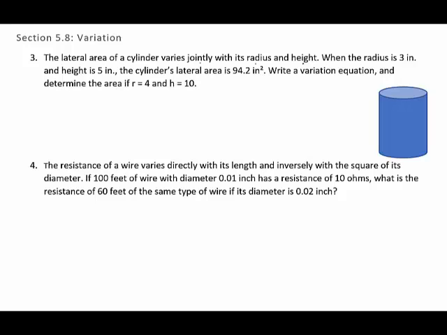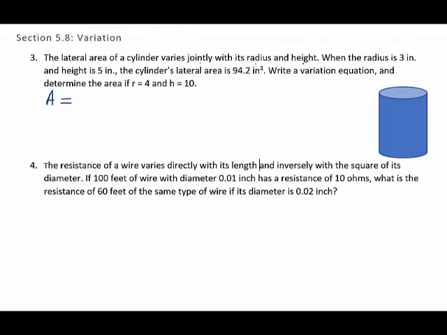Let's take a look at a couple of examples of solving problems involving joint variation. So this first one, the lateral area of a cylinder varies jointly with its radius and height. When the radius is 3 inches and height 5 inches, the cylinder's lateral area is 94.2 square inches. We want to write a variation equation and determine the area if R is 4 and H is 10.